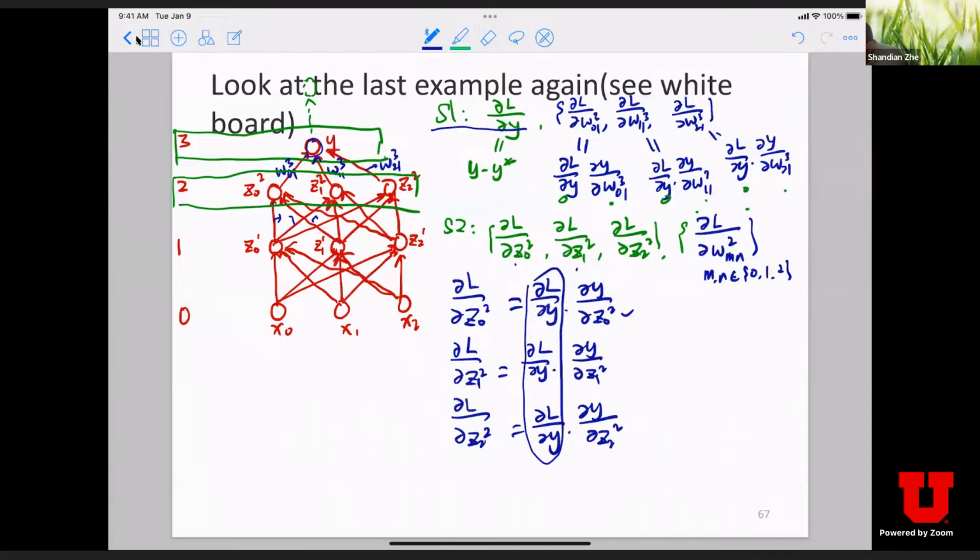And once you got this guy, right? If you want to compute partial L over partial W for any weight here, for example, if I want to compute this edge weight, which is W220, right? How to do that? How to do that?